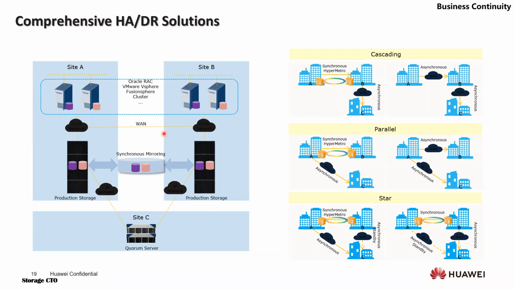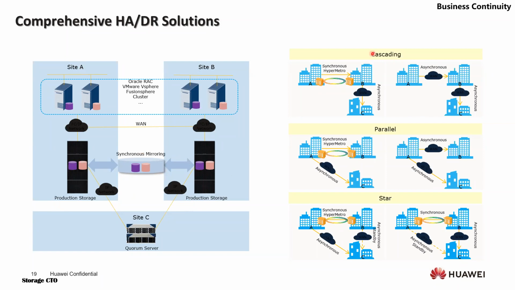So to achieve this topology, there is one more component, which we call the quorum server, for maintaining the hypermetro states, the dynamic state or the non-quorum server state. The two states are there to maintain the data consistency between site A and site B.